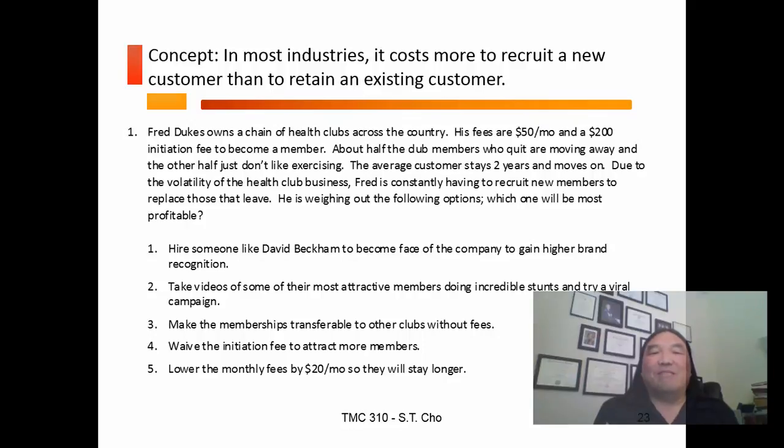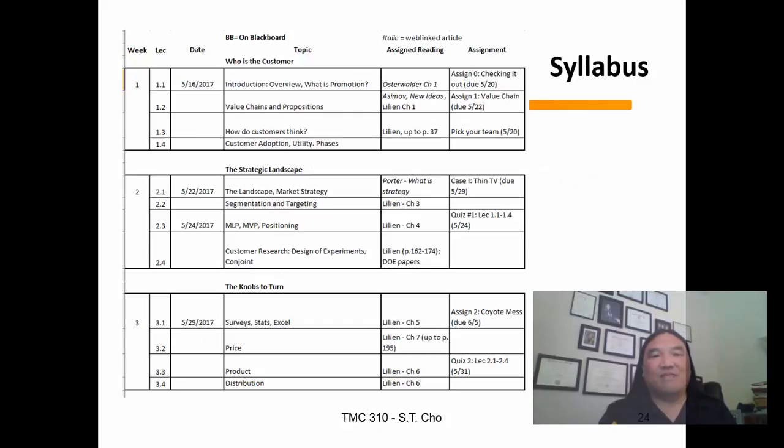But the big thing about every question is to figure out what concept I am asking about. The concept here is that in most industries, it costs more to recruit a new customer than to retain an existing customer. And that kind of makes sense, because your existing customers who are leaving, they know you, they were there, obviously there was something at one time they liked about you and they've left. Versus a new customer who knows absolutely nothing about you, and then you have to spend all that time and money to get to know you. And so naturally that's going to be a lot more expensive.